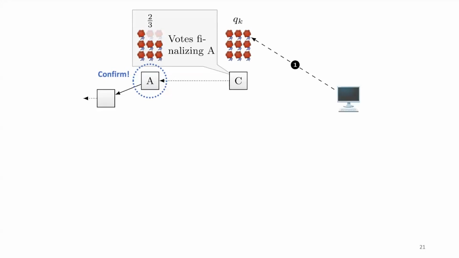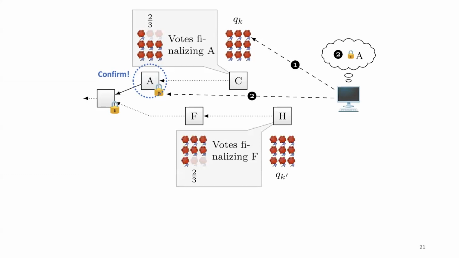And the reasoning is exactly this. If an honest replica has voted on C, you know that it must have locked on A, which in turn means if there was another condition, where somebody could be confirming, right, where you have a block F and votes finalizing F are included in H, and H also has a quorum, then you know that this replica would not have been voting for that block, because these two blocks are inconsistent with A, and the replica must have already been locked on A. So you will not confirm F.